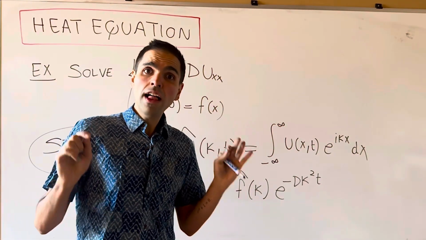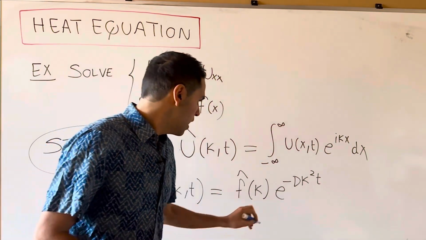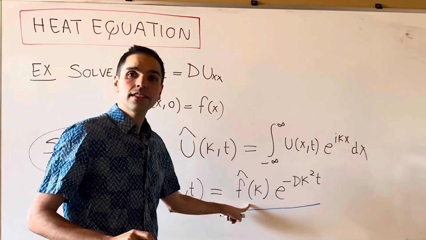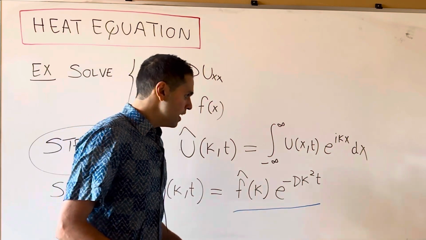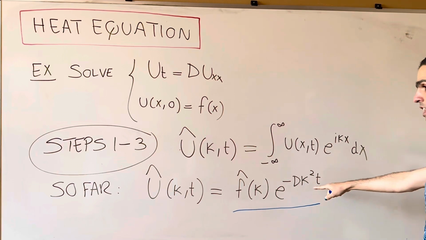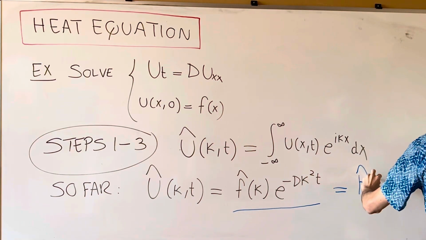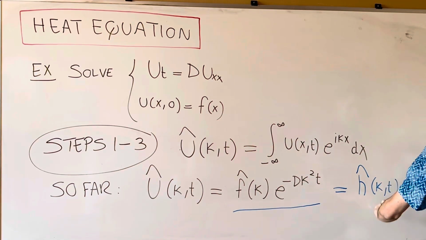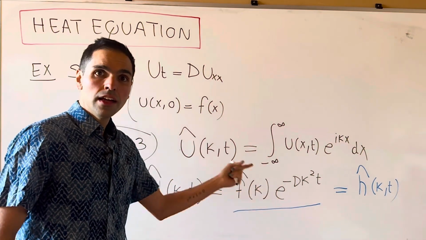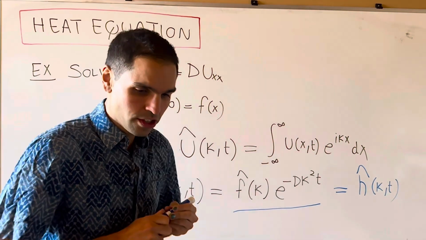Now, what will help us solve the heat equation is the following clever observation. If we can somehow write the right-hand side as a Fourier transform, in other words, if we can find some function h such that the right-hand side is the Fourier transform of h, so if this is h hat of kappa, t, then we would be done. Then u hat would be h hat, and then we find u, our solution, is this mystery function h.